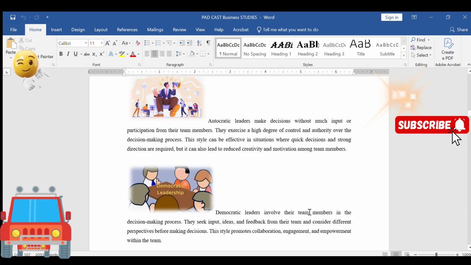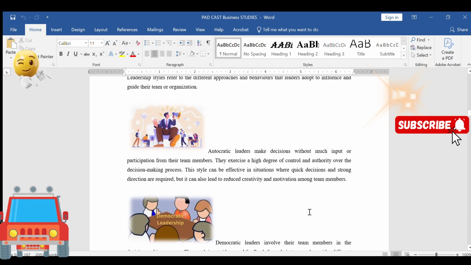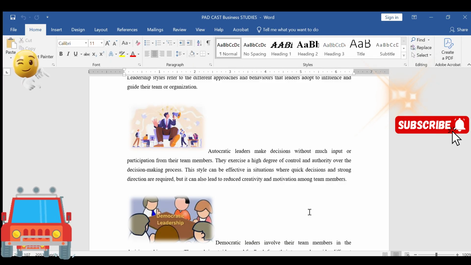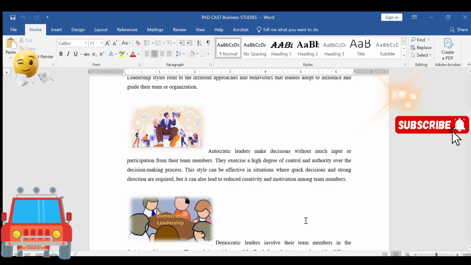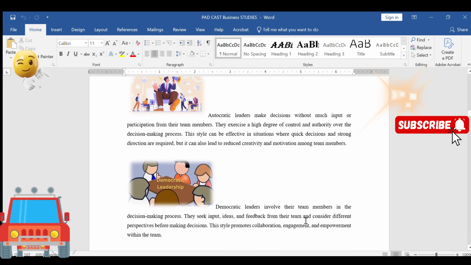Autocratic leaders make decisions without much input or participation from their team members. They exercise a high degree of control and authority over the decision making process. This style can be effective in a situation where quick decisions and strong direction are required, but it can also lead to reduced creativity and motivation among team members.